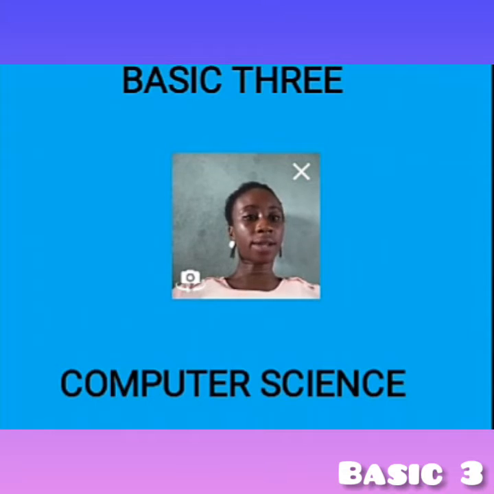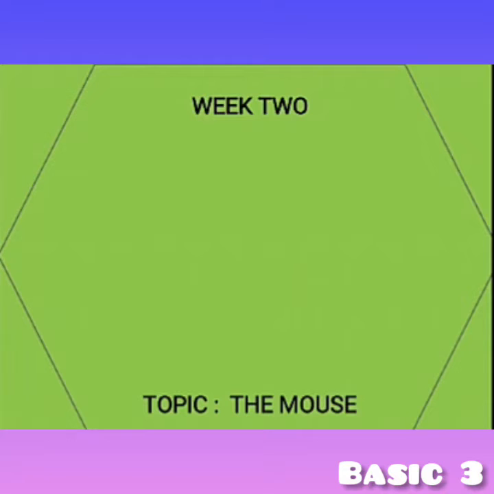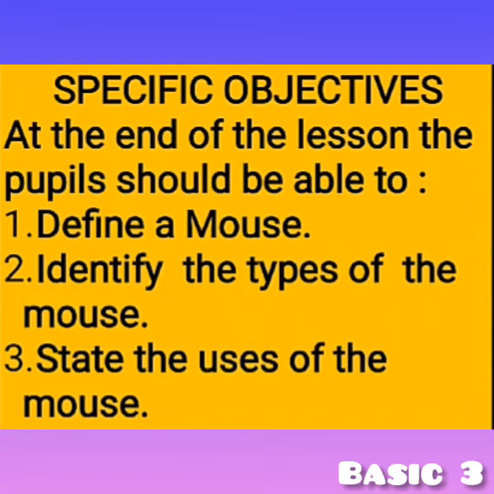We are going to have a lesson on computer science, and the topic is the mouse. But before we move to our main lesson, let's look at the specific objectives. At the end of this lesson, you are expected to define a mouse, identify the types of the mouse, and state the uses of the mouse.